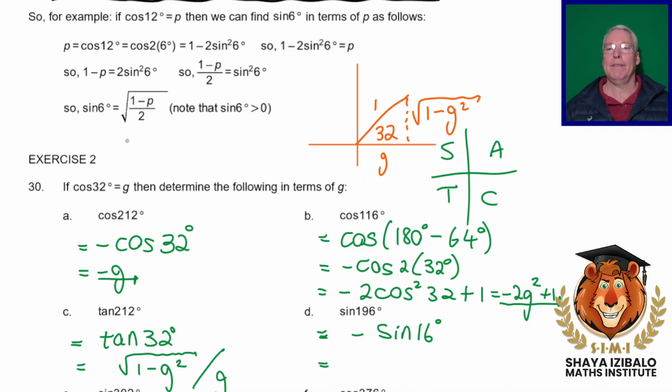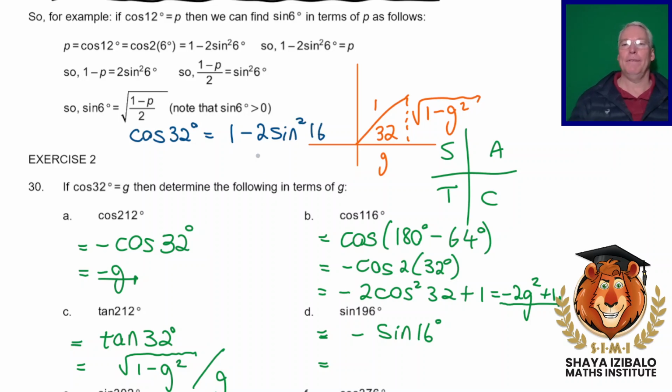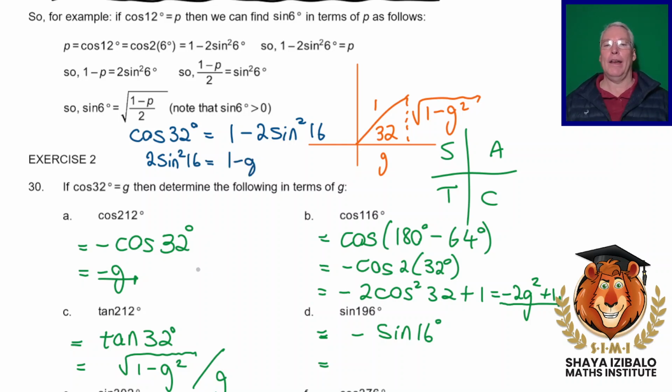So we know, and I'm going to write this in here with a blue pen. Okay, just up top here. We know that cos of 32, and I want to use my formula that only involves sine. Cos of 32 is going to be 1 minus 2 sine squared 16. Okay, but we also know that cos of 32 is g. So if I add 2 sine squared 16 to both sides, and I subtract the cos of 32, which is g, I'm going to get that. So I know that 2 sine squared 16 is 1 minus g.